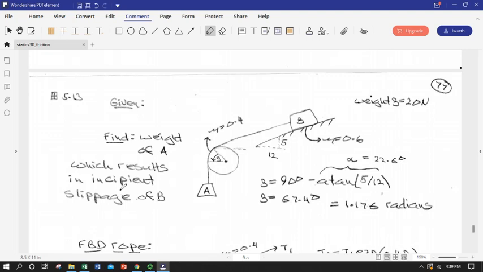Incipient slippage means I can invoke F equals mu s times N, so I automatically bought myself another equation. Incipient slippage also means I'm entitled to use the Capstan equation, because invoking that was something we did when we derived the equation. Unfortunately, if we're not at imminent slip, at least with respect to the rope on the mandrel, we can't necessarily use it, but we can here because somebody wants to know what's going on under those conditions.